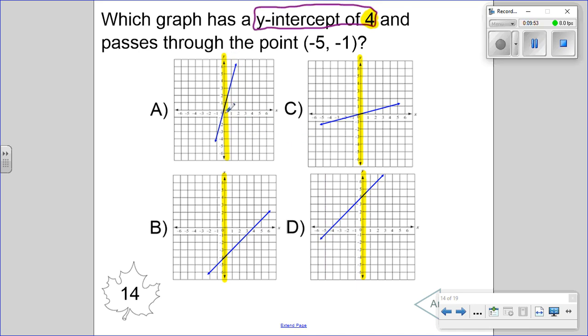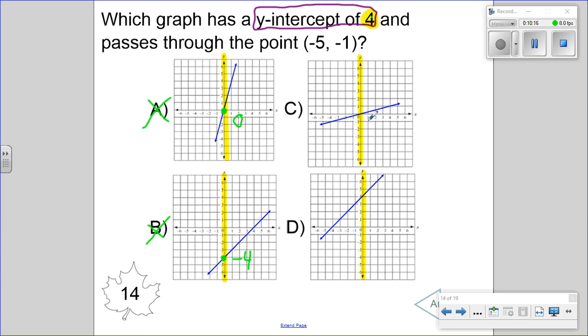Well, the blue line and the y-axis cross at 0 here. So this has a y-intercept of 0. So A is not a good choice. B shows the y-axis and the blue line meeting at -4. So this has a y-intercept of -4, and we're looking for +4. So B is not our best choice.